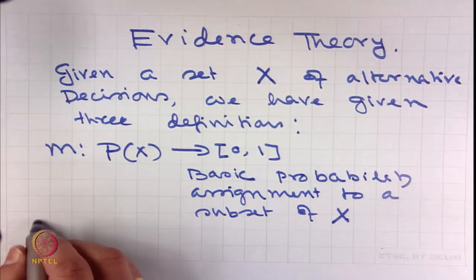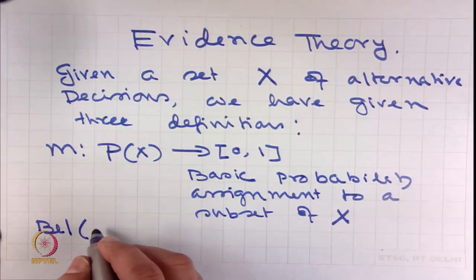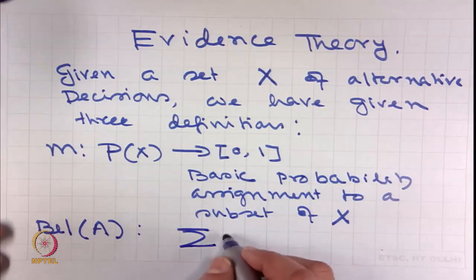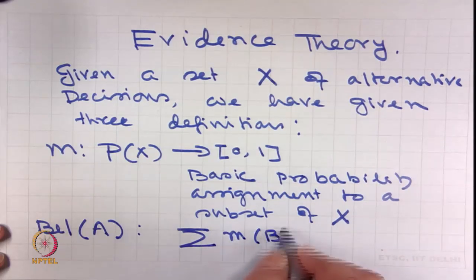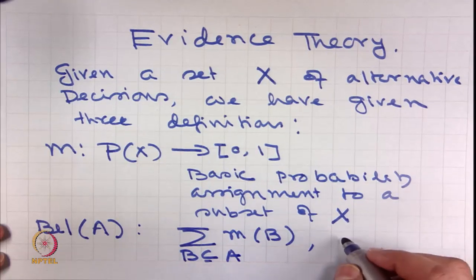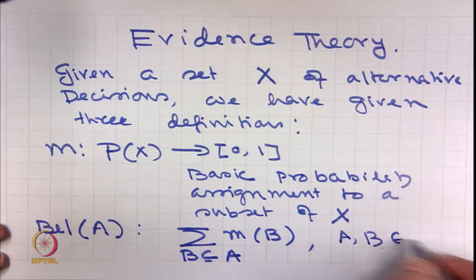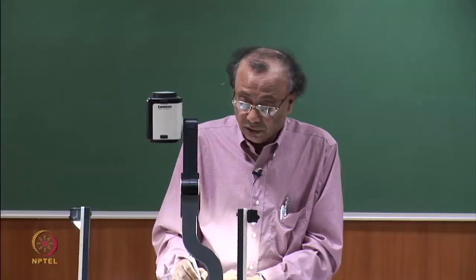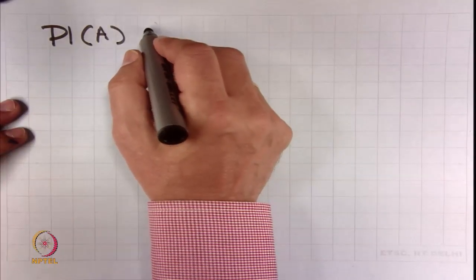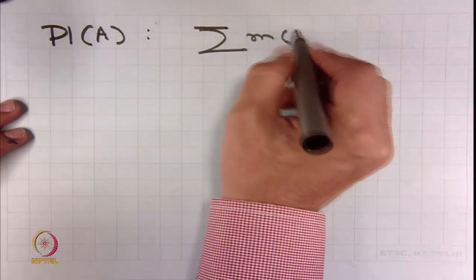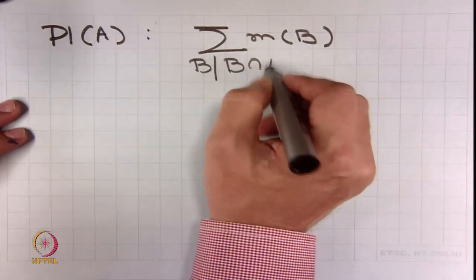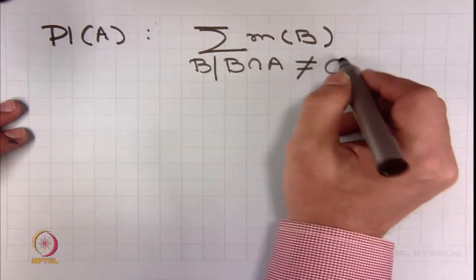Then we have defined belief of A to be sigma over M(B), B contained in A, where A, B belong to the power set of X. Then we have seen another function, plausibility of A, which is defined as sigma over M(B), where B is such that B intersection A is not equal to phi.